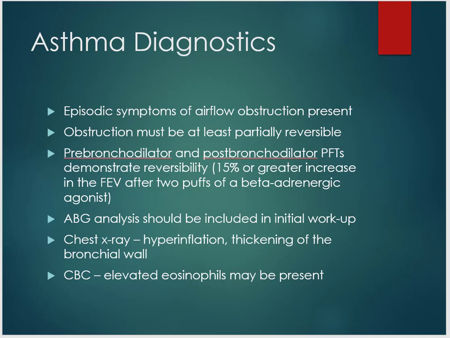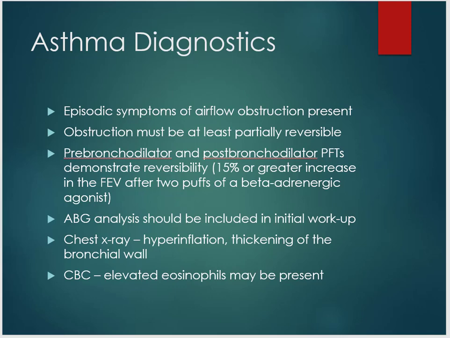With diagnosing asthma, the obstruction must be at least partially reversible. The gold standard for diagnosing asthma is with a pulmonary function test with pre and post bronchodilators to demonstrate reversibility, and if a 15% or greater increase in the FEV after 2 puffs of a beta adrenergic agonist is seen, then we can work towards the diagnosis of asthma.